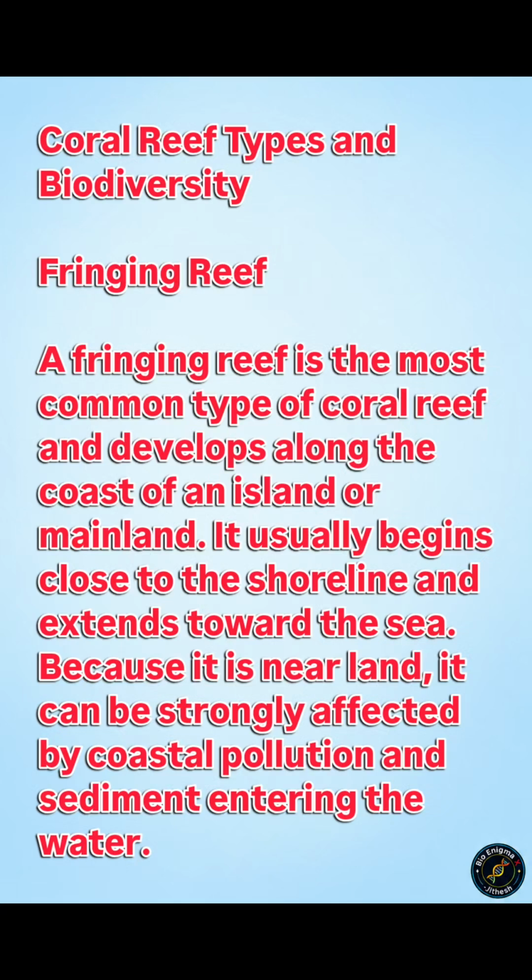Fringing reef. A fringing reef is the most common type of coral reef and develops along the coast of an island or mainland. It usually begins close to the shoreline and extends toward the sea. Because it is near land, it can be strongly affected by coastal pollution and sediment entering the water.